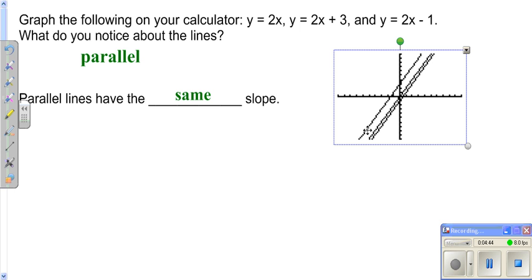You'll notice all the lines have the same steepness, but they have different y-intercepts. Our steepness comes from the number in front of x. We have parallel lines and they have the same slope.